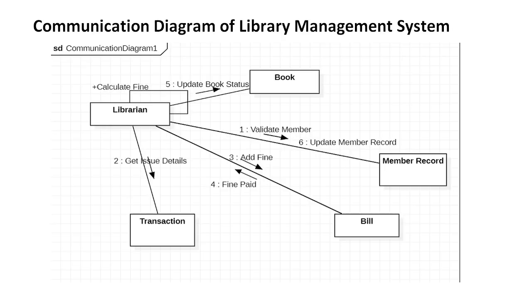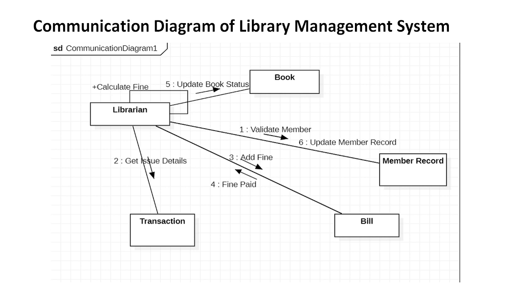So now I am going to explain the communication diagram or collaboration diagram of a library management system. Here the librarian is an actor, and the books, member record, bill and transaction we can call objects. The role of the librarian is to maintain the transactions, the bill details, and the user records, which we can call the member record, and to update the book status.